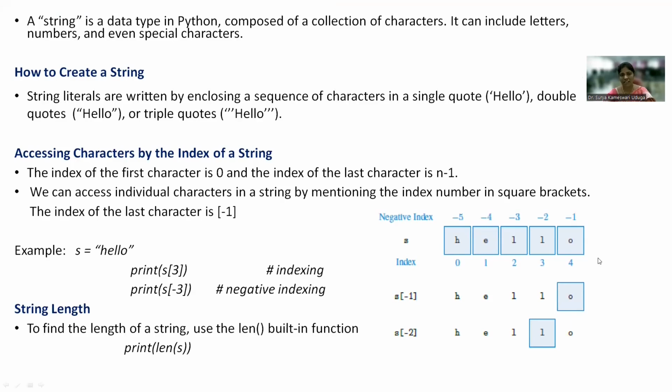Similarly, we can access the characters with the help of negative indexing. Negative indexing starts from the last character of a string, that is, from the right side. Observe here, the last character is O. This O's index number is minus 1. Similarly, minus 2, minus 3, minus 4, minus 5. So it means minus 1 to minus n. The last index number of a string for negative indexing is nothing but minus n. Understand? We will check it.